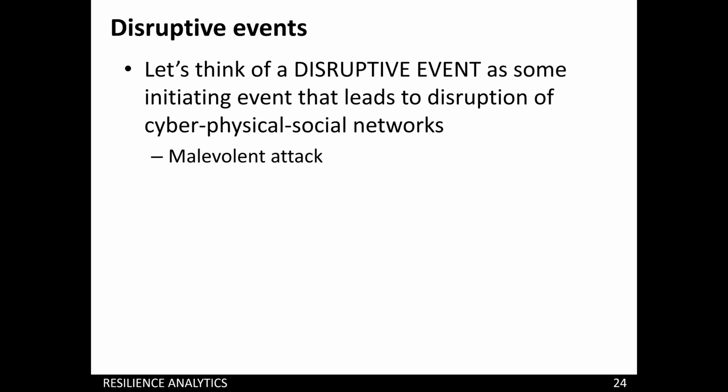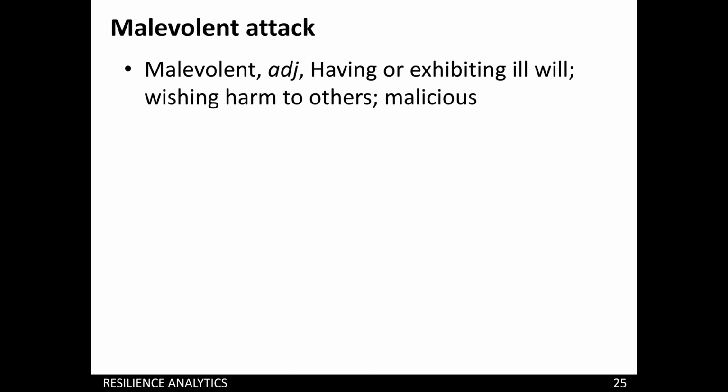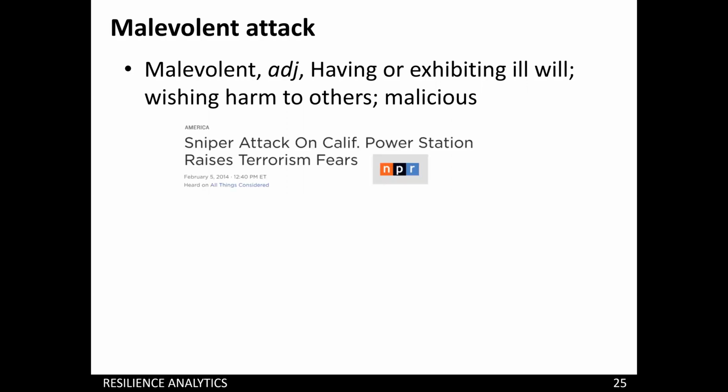So those could be in the form of a malevolent attack, some sort of attack with intentional disruption. We could be talking about a common cause failure or accidents or natural disasters, more likely natural disasters. So malevolent attack. Malevolent refers to having or exhibiting ill will, wishing harm to others, or malicious. And so you might imagine with a lot of malevolent attacks, you might in your mind think of a 9/11 kind of attack, where loss of life is a major goal. But that's not necessarily what we see on a daily basis. And of course, that was a rare event.